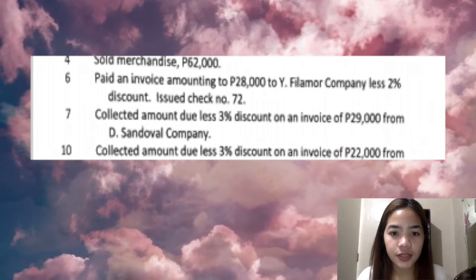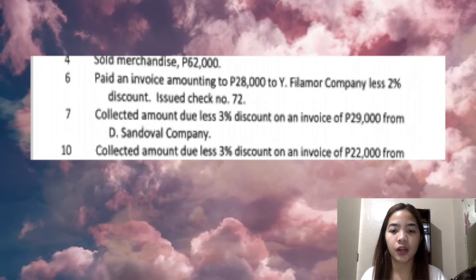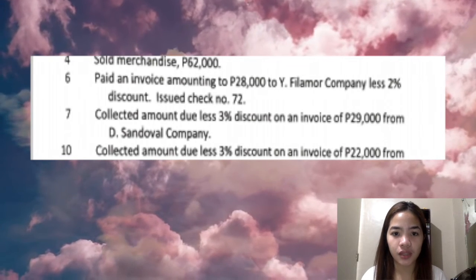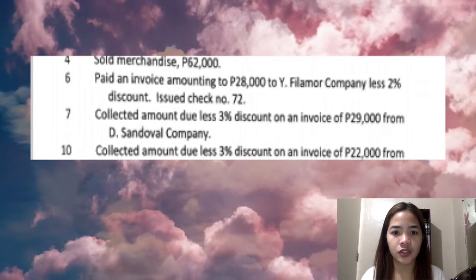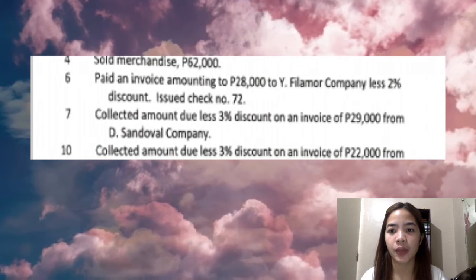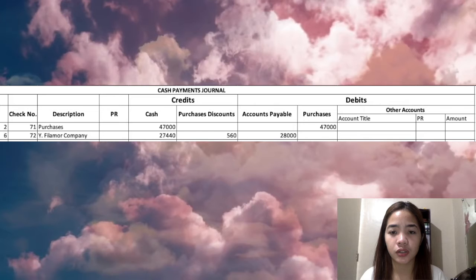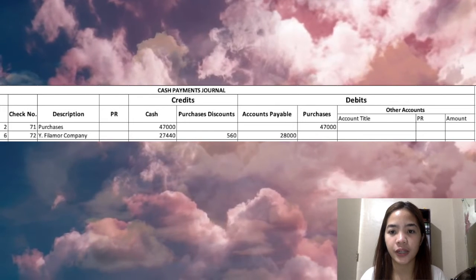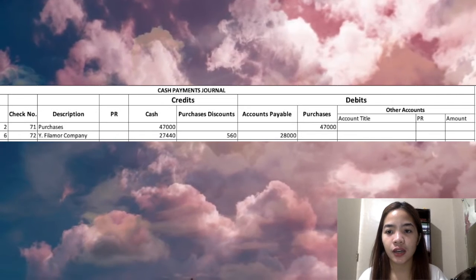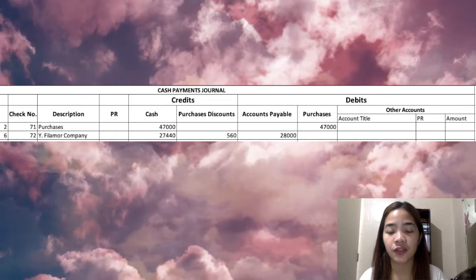On June 6, paid an invoice amounting to 28,000 to Y Philamore Company, less 2% discount. Issued check number 72. So, sa transaction na to, naglabas tayo ng pera, nagbayad tayo, kaya sa cash payments journal. June 6, check number 72, description, Y Philamore Company. Since may 2% discount, kaya kunin muna natin ang 2% ng 28,000 and that is 560.